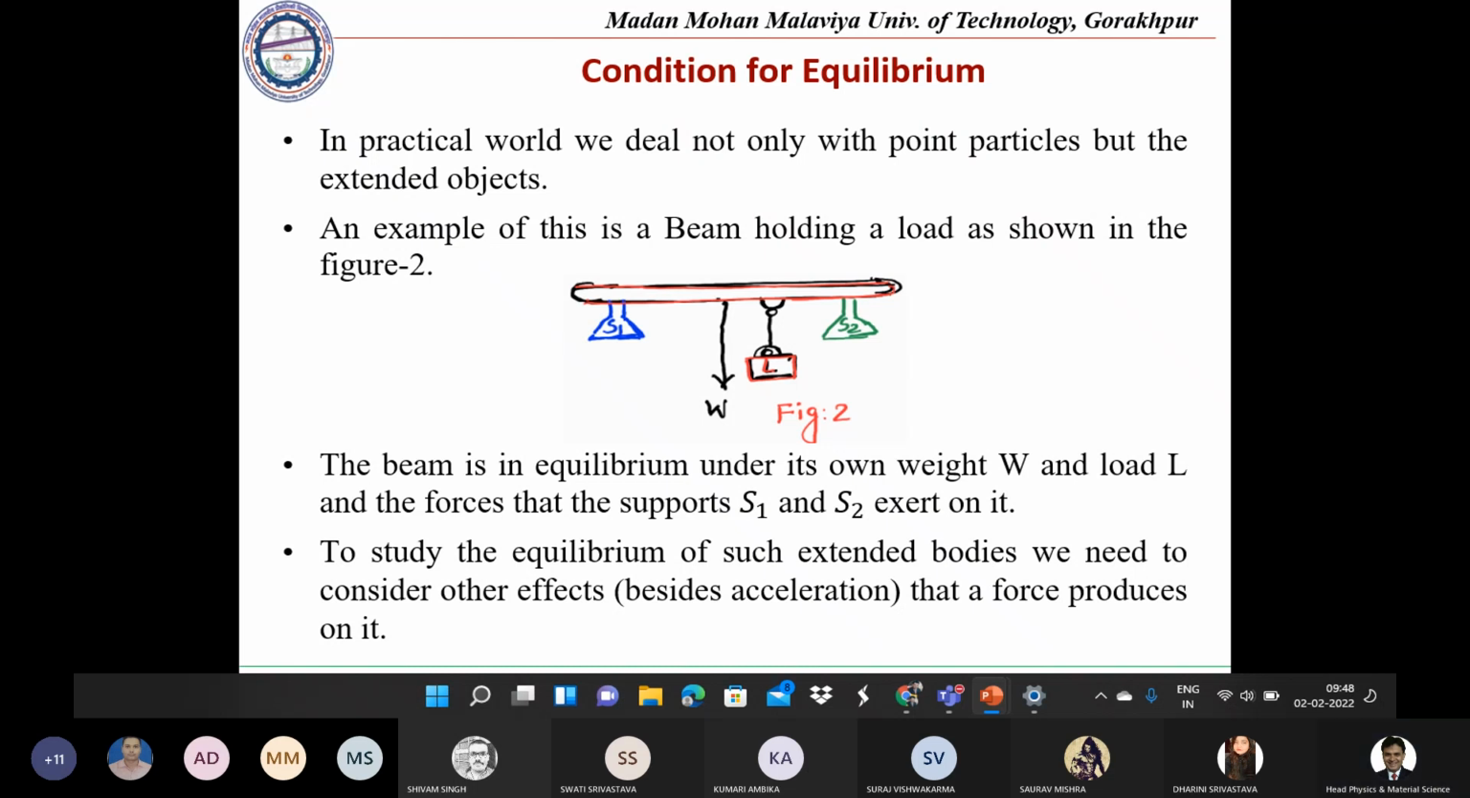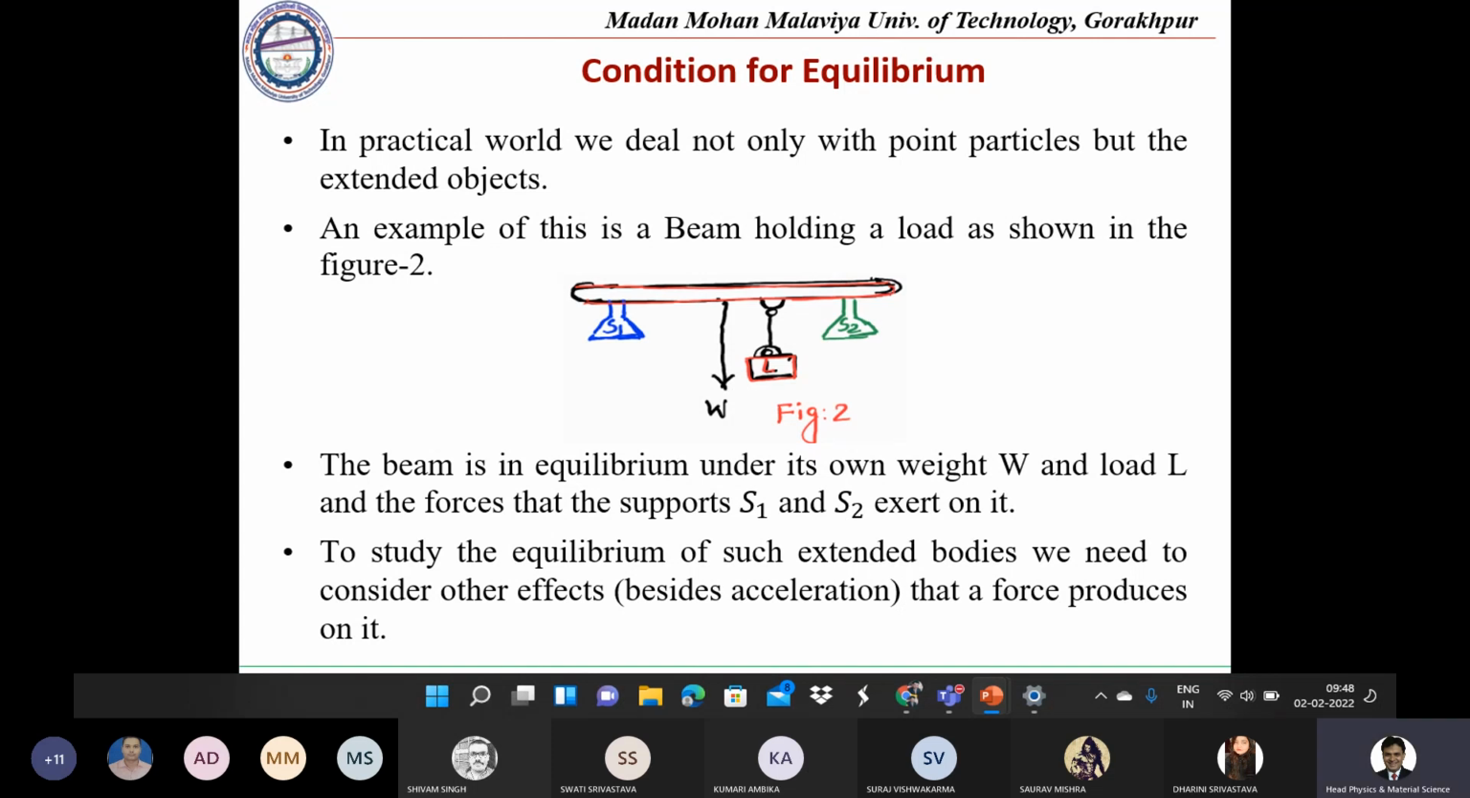Anything? So normal forces. The torque. Who is saying torque? Let me know the name. The Swati.